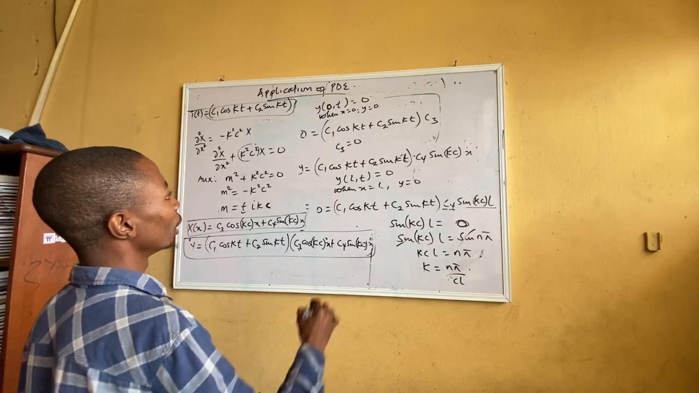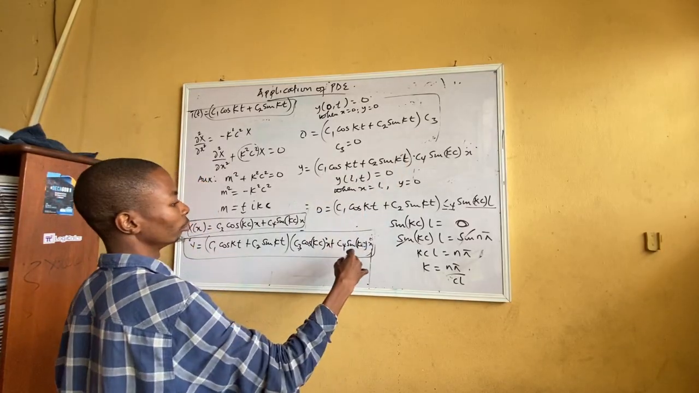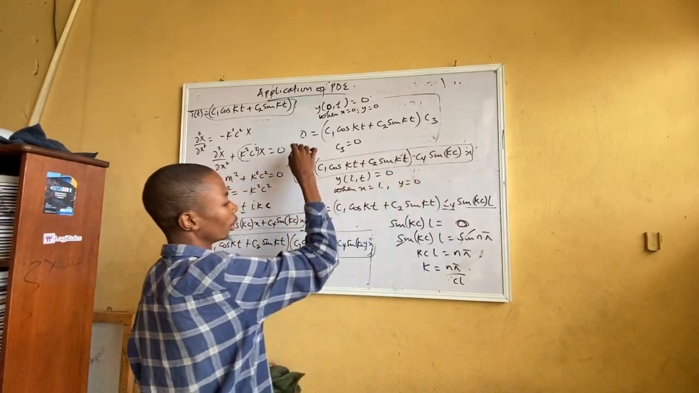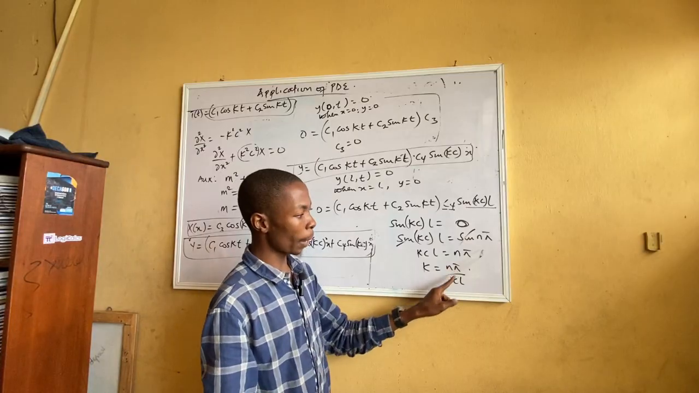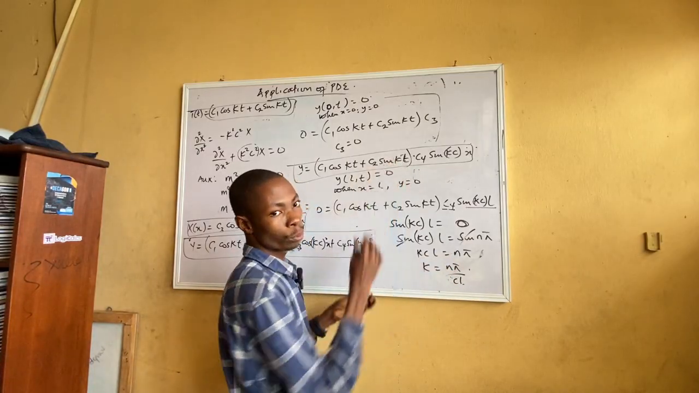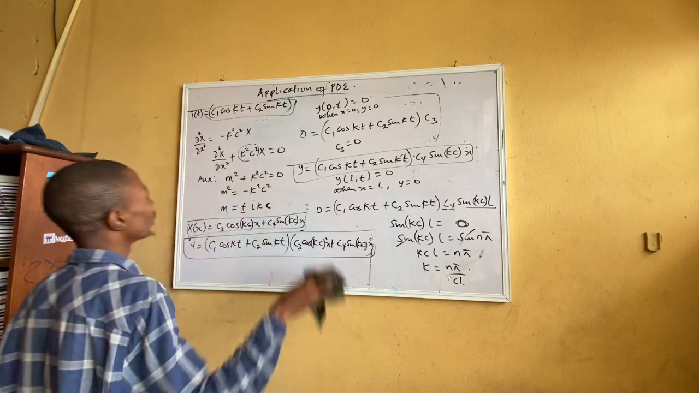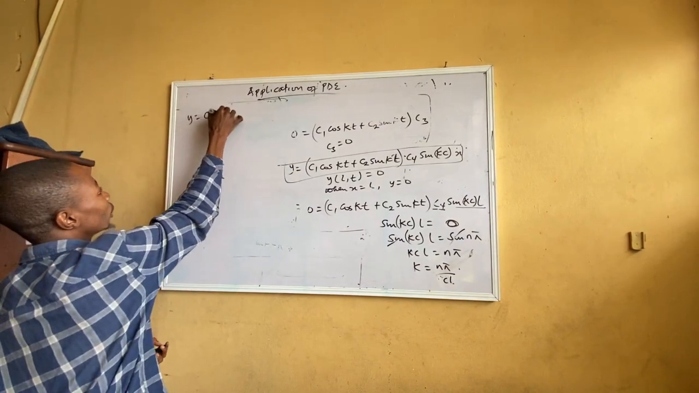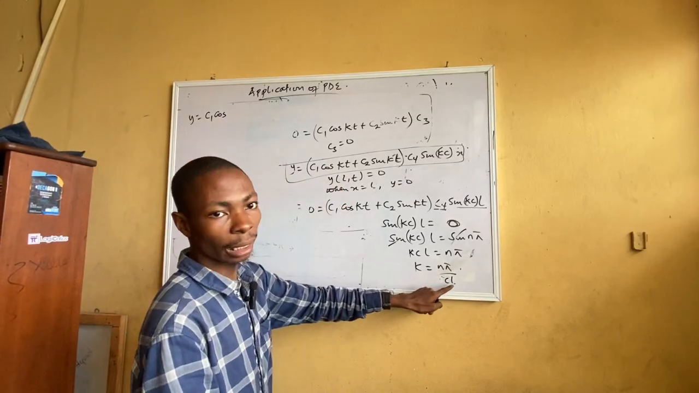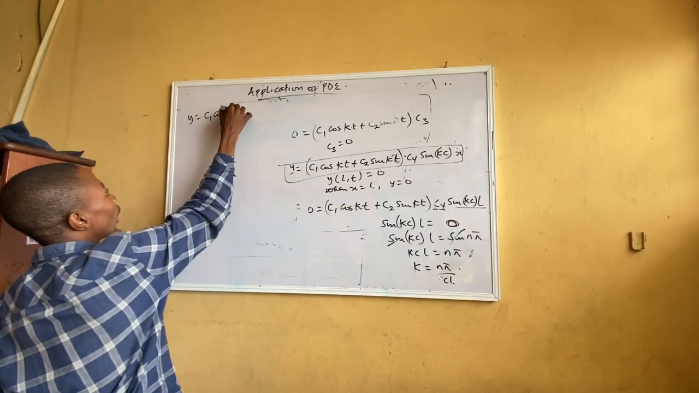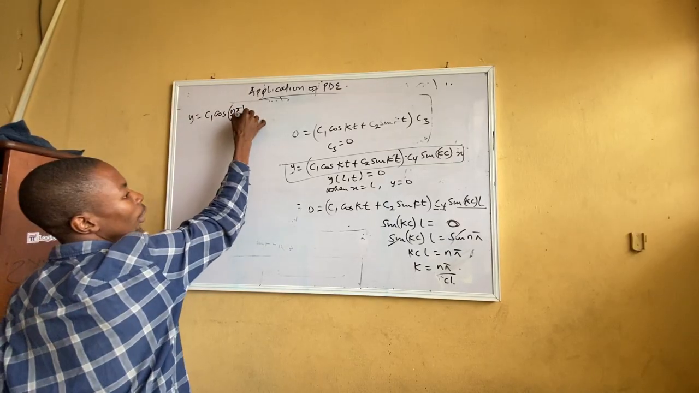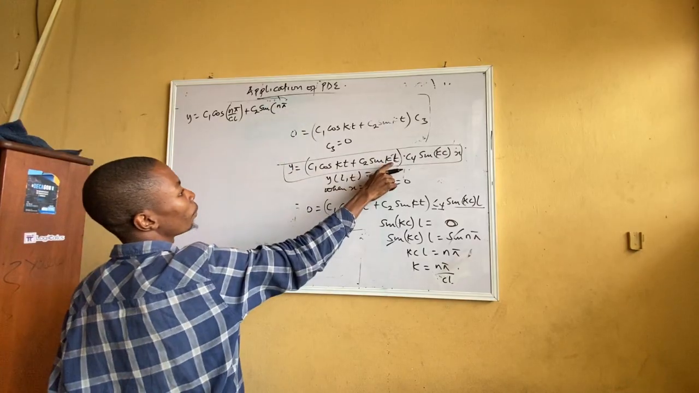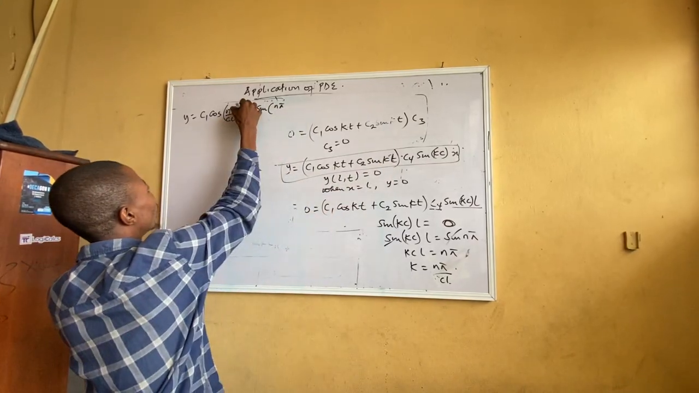Where did I stop? This is my new solution from before. After getting k as n pi over cl, anywhere you see k, put it back. You will see that it now looks messy. We are going to have y equal to c1 cos, now k is equal to n pi over cl, so cos of n pi over cl, plus c2 sine of this k now, n pi over cl, times t.